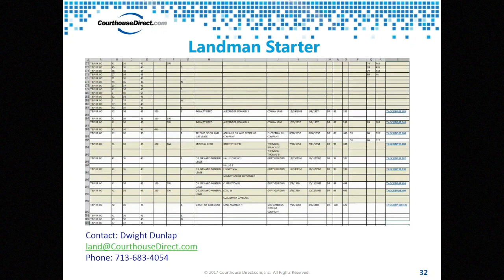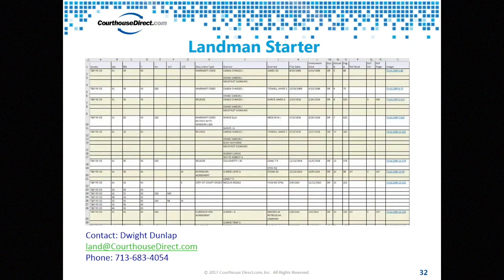So again, the landman starter, if you are interested in that, our land manager is a gentleman by the name of Dwight Dunlap, and his email address is just land@courthousedirect.com, and his phone number is extension 4054.